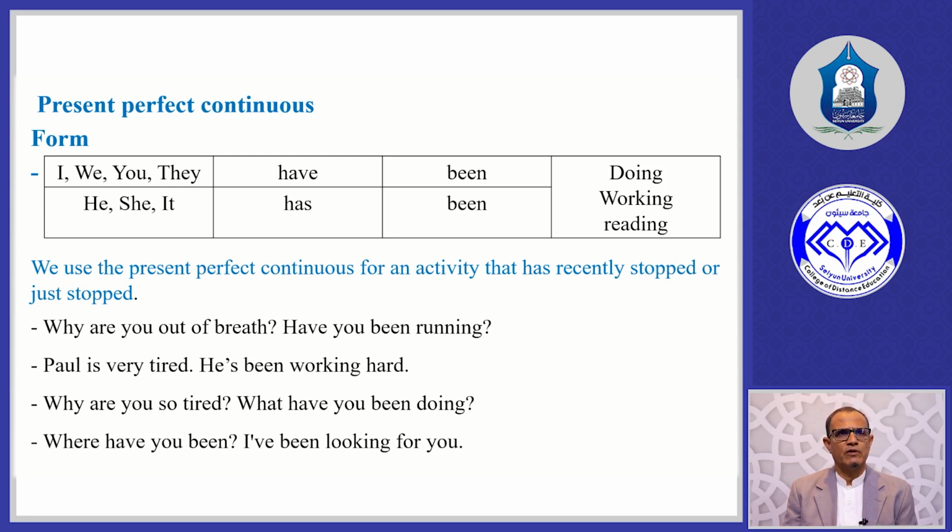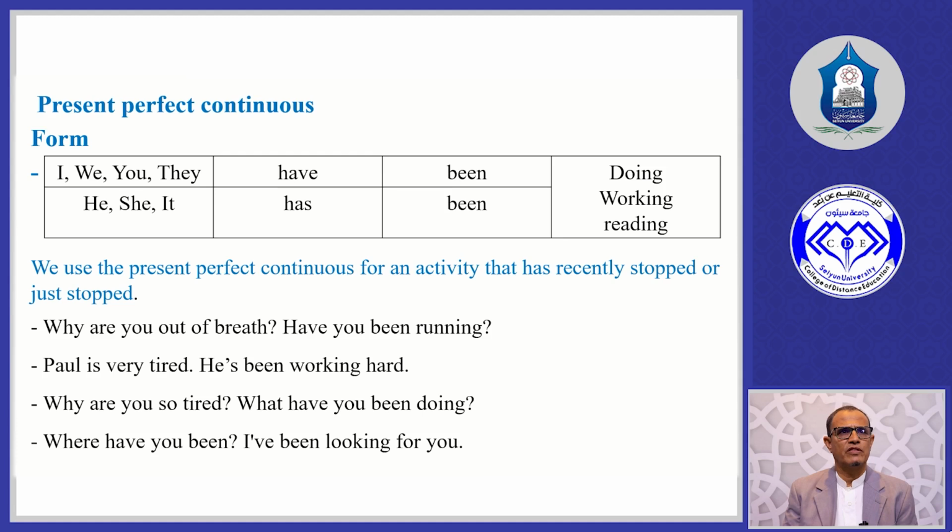So for example, if I see someone out of breath, or if I go to the streets and find a lot of water in the streets, I can say, it has been raining. That means it has been raining from the past and continuing till now, and it may have just stopped. In this case, we use the present perfect continuous because there is something that tells us that the action has already stopped.